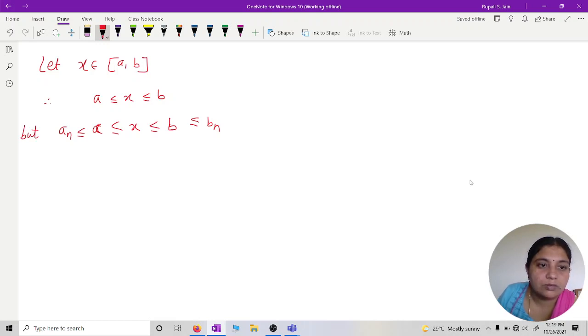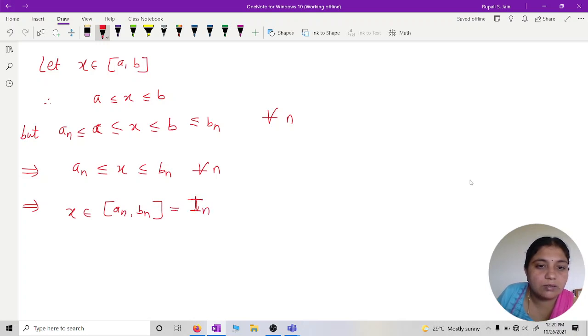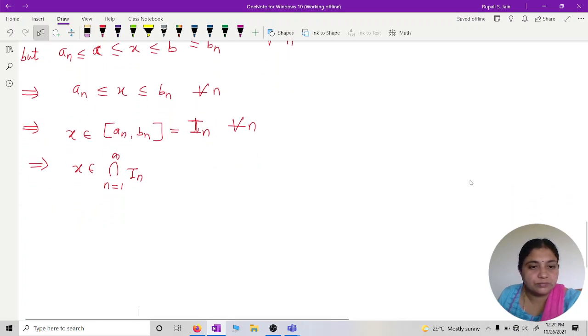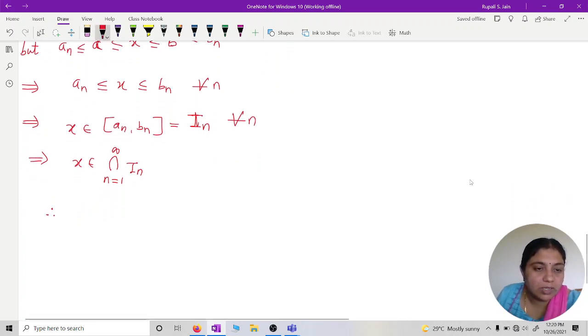Yes, ma'am. So this implies a_n is less than or equal to x less than or equal to b_n for all n. So this implies my x belongs to where? [a_n, b_n], which is nothing but my I_n, for all n. Since it belongs to all intervals, x belongs to the intersection over n from 1 to infinity of I_n also. So therefore, what did I prove? The interval [a, b] is contained in the intersection over n from 1 to infinity of I_n.